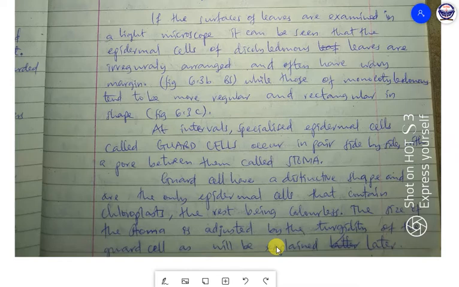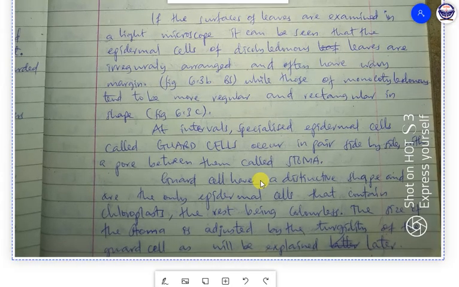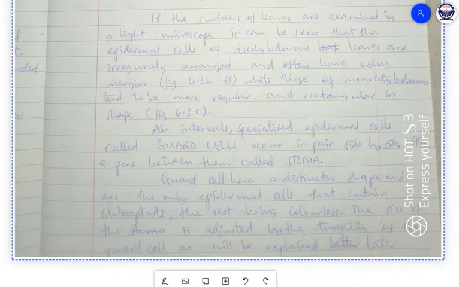So regarding the guard cell ni kwamba they are the only epidermal cells which contain chloroplast, and the reason why they contain chloroplast is because one among the theories for opening and closing of the stomata uses sucrose, and sucrose is just the end product of photosynthesis.